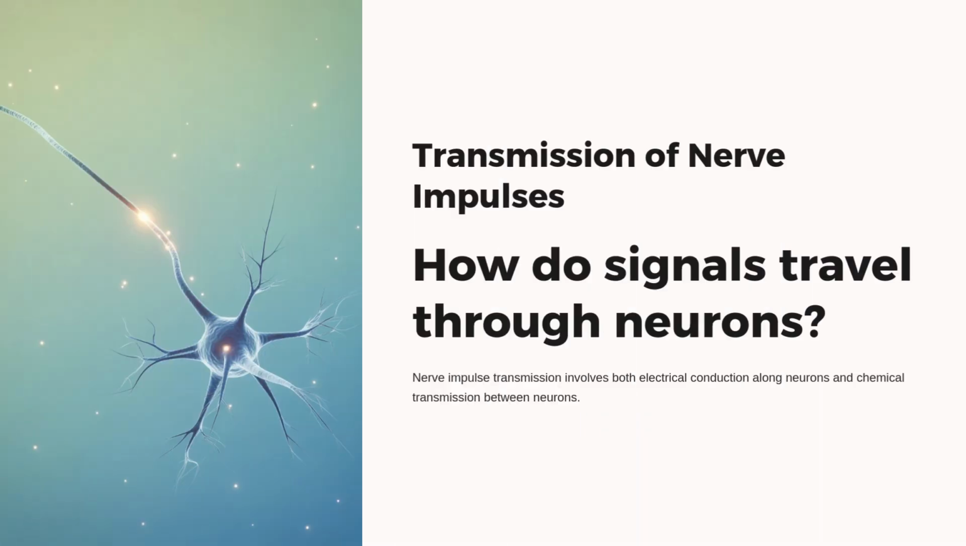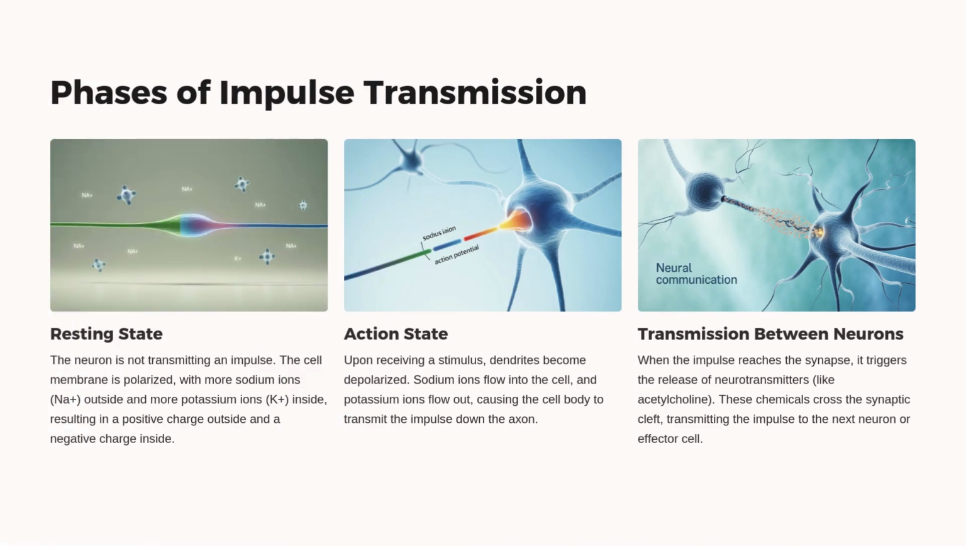Transmission of nerve impulses. How do signals travel through neurons? Nerve impulse transmission involves both electrical conduction along neurons and chemical transmission between neurons. Phases of impulse transmission. Resting state. The neuron is not transmitting an impulse. The cell membrane is polarized, with more sodium ions, Na+, outside, and more potassium ions, K+, inside, resulting in a positive charge outside and a negative charge inside.